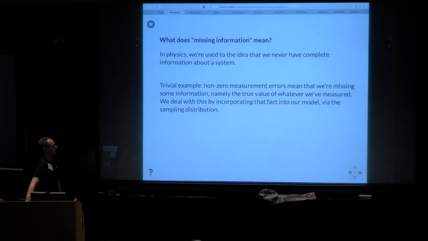So the really simple example is anytime we have a measurement error, we are missing some information, namely we don't know what the true value of that thing we tried to measure was. And I mention this not to make myself sound like an idiot, but because the way that we deal with that is the way that we deal with all missing information ultimately. If we don't know something, we parameterize it and we marginalize over it. So that's the end of the lecture.